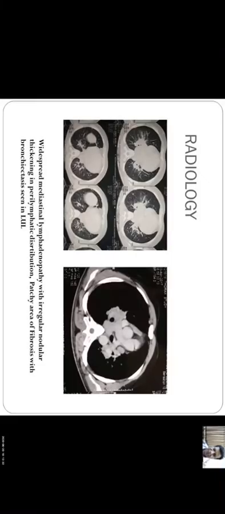We did a CT thorax for this patient, and I'm sure you can appreciate widespread mediastinal lymphadenopathy. Right hilar, subcarinal, as well as right paratracheal lymph nodes were enlarged, and there was irregular nodular thickening in perilymphatic distribution, and also there was a patchy area of fibrosis with some amount of traction bronchiectasis in the left upper lobe.